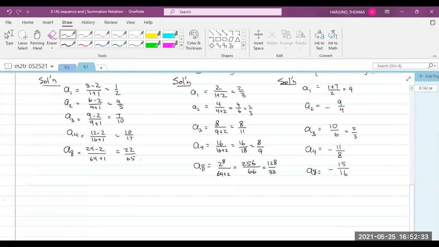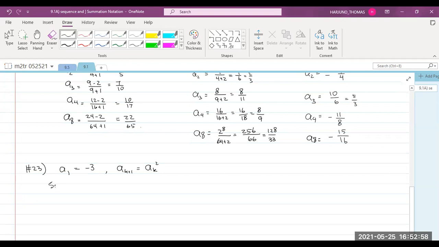Let's say, for example, number 23, the easy one first. We'll get the first 5 terms. So the first term is -3. The next term is the current term squared.